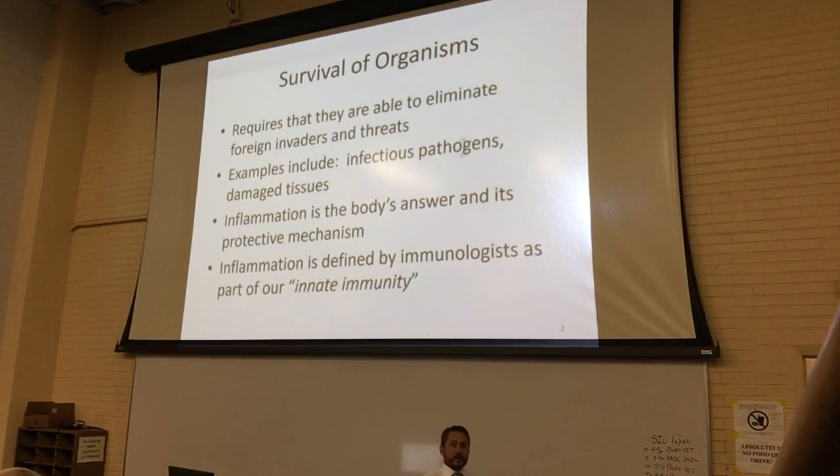So, survival of organisms. I'm going to start here because inflammation is critical to our survival. Survival of organisms requires that we're able to eliminate foreign invaders and threats, like pathogens, infectious agents that are going to damage our tissue. And inflammation is one of our answers as a protective mechanism. It's considered to be part of our innate immunity. That means that we're born with it, and in each one of us, it happens exactly the same way. There's nothing unique about inflammation.